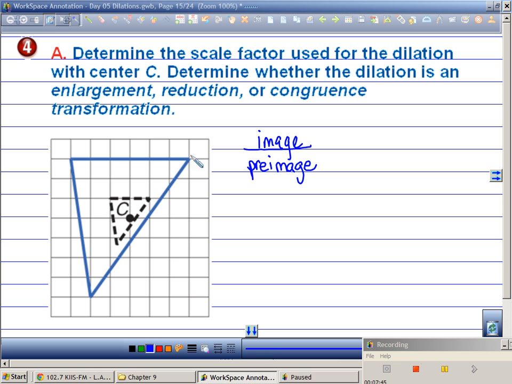So how long is the side of this preimage? 1, 2, 3, 4, 5, 6. And how long is the new image? 2. So what's the scale factor? A third. And no matter which side I measured, because these are similar triangles, right? No matter which side I did, I would always get 1/3. Make sense?